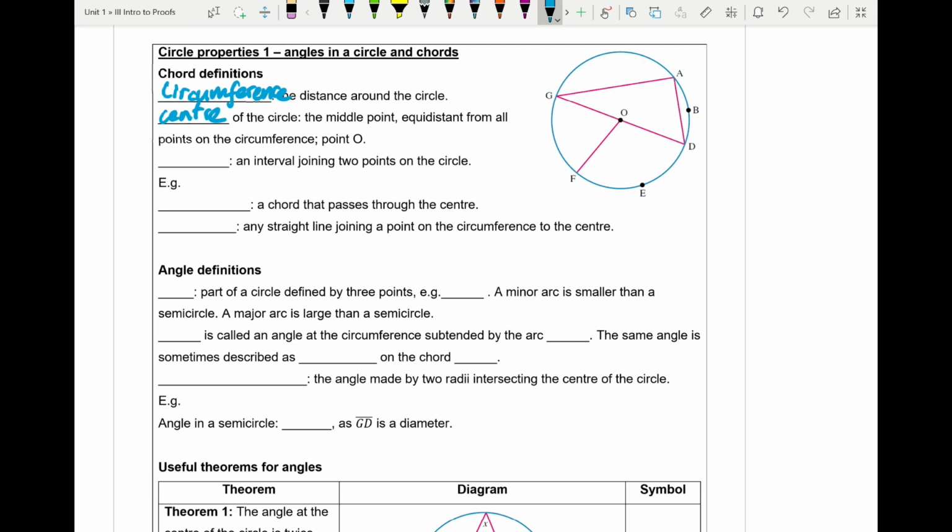A chord is an interval joining 2 points on the circle. So we have a couple chords here. We've got A to D, we've got A to G, and we also have G to D. So even though it goes through the center, it's still a chord because it's taking us from a point on the circumference to another point on the circumference. So examples of these are AG, AD, and GD. We have a special name for a chord that passes through the center. That is, of course, the diameter.